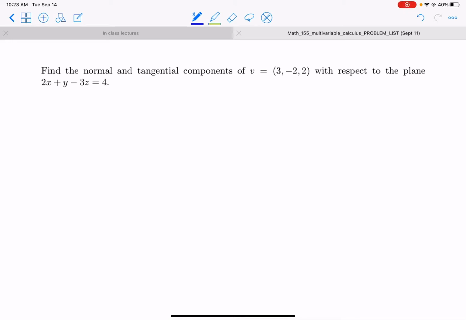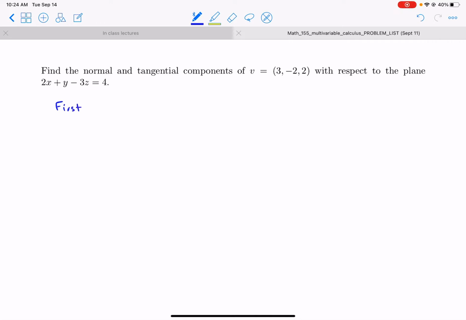Okay, hello everyone. Find the normal and tangential components of v = (3, -2, 2) with respect to the plane 2x + y - 3z = 4. So we see that there are three variables here, and so the plane lives in three-dimensional space. And because the right-hand side is not 0, that means we've shifted the plane off the origin.